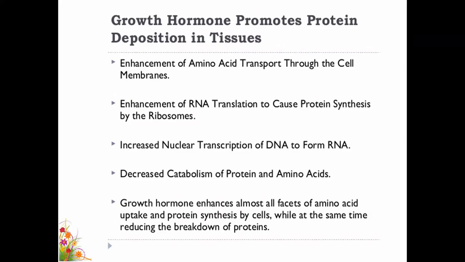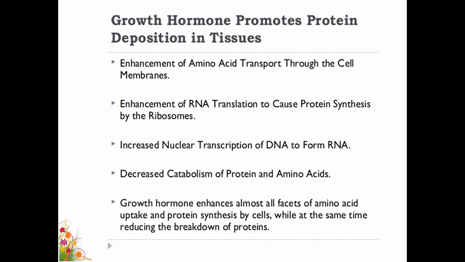And this growth hormone also enhances the RNA translation and increases the nuclear transcription of DNA to form RNA. Okay, these two points are very important for protein synthesis. These are the two main stages of protein synthesis. The first point, enhancement of RNA translation to cause protein synthesis by the ribosome. RNA translation is one of the important parts of protein synthesis. So the growth hormone is assisting in protein synthesis by enhancing the RNA translation.